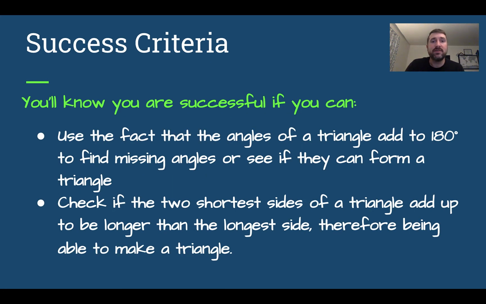You'll know you're successful after this lesson if you can use the fact that angles of a triangle add up to 180 to find missing angles or to see if they can form a triangle, and check if the two shortest sides of a triangle add up to be longer than the longest side, therefore being able to make a triangle.